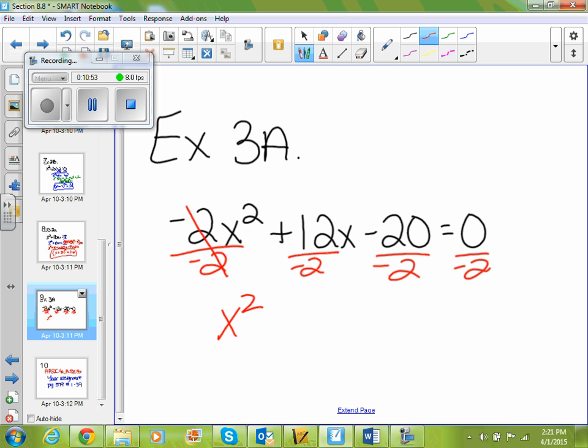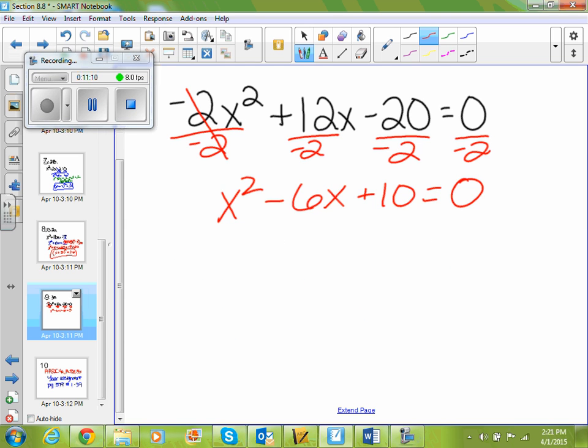Okay, so x squared plus what's 12 divided by negative 2? Negative 6, so minus 6x. What's negative 20 divided by negative 2? Positive 10. What's 0 divided by negative 2? 0. 0 divided by anything is 0. Okay, so now I've got a more simplified equation. But I need to get rid of this plus 10 because I can't have that on this side.